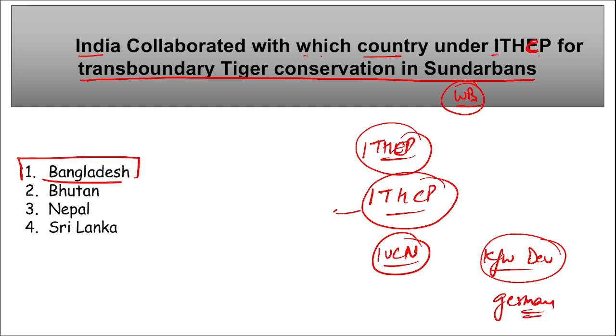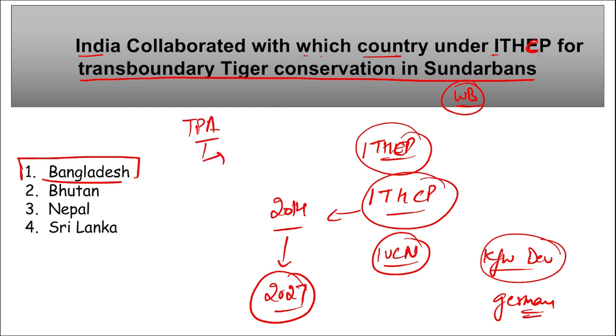Then this ITHCP program was initiated in 2014, and it will be running till 2027, and it is for the conservation of tigers. When was the Tiger Protection Act enacted? The Tiger Protection Act came in 1973.